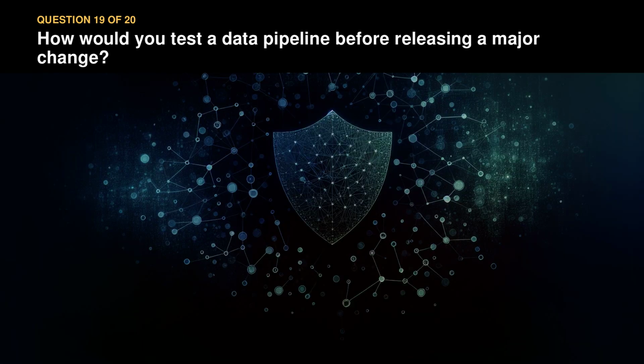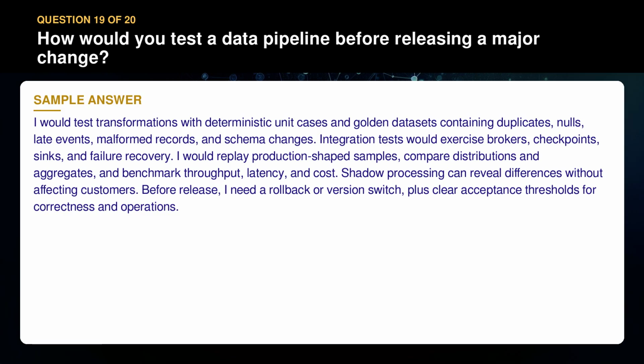Question 19. How would you test a data pipeline before releasing a major change? I would test transformations with deterministic unit cases and golden datasets containing duplicates, nulls, late events, malformed records, and schema changes. Integration tests would exercise brokers, checkpoints, sinks, and failure recovery. I would replay production-shaped samples, compare distributions and aggregates, and benchmark throughput, latency, and cost.